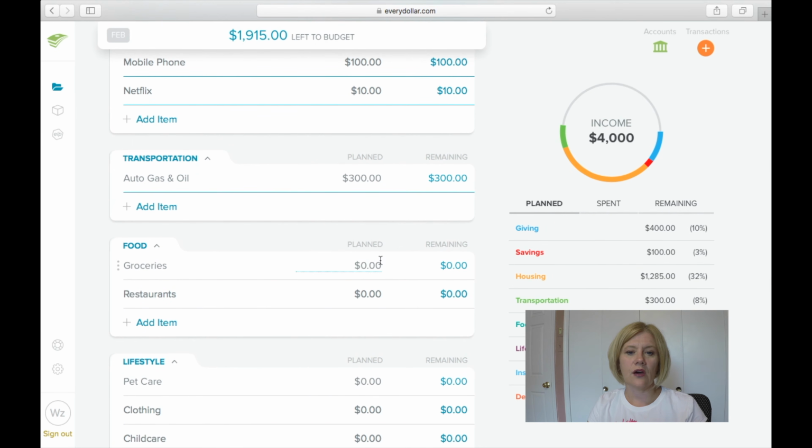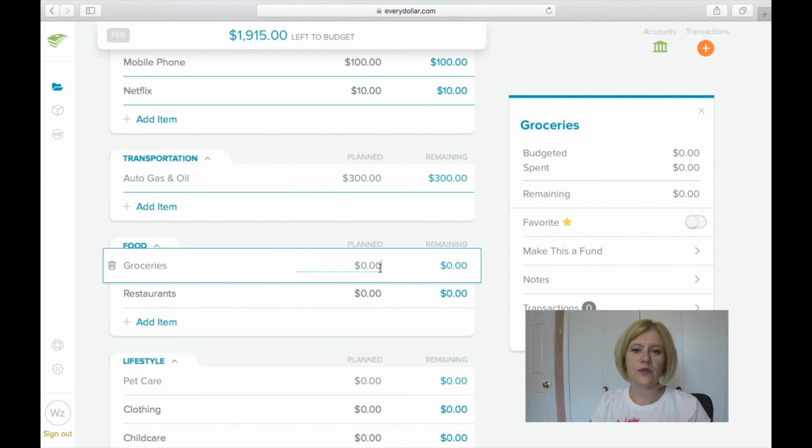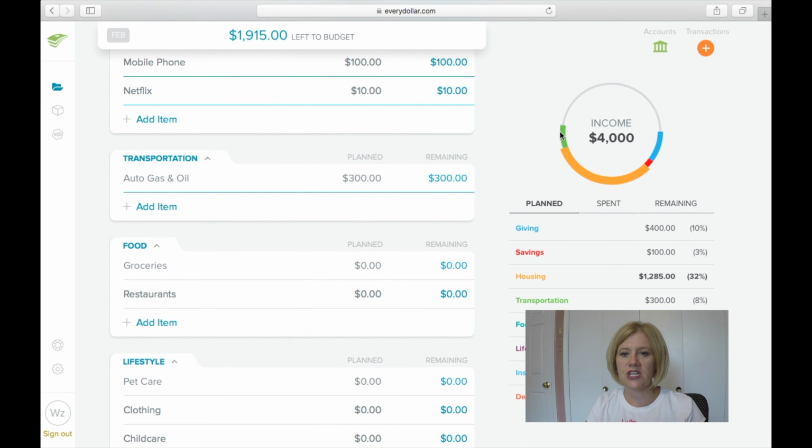So now we have covered the basics, and so we still have $19.15 left to budget. And if we go over here, you can see that we're just over halfway. So you can see right now the bulk of our housing expenses is 32%.